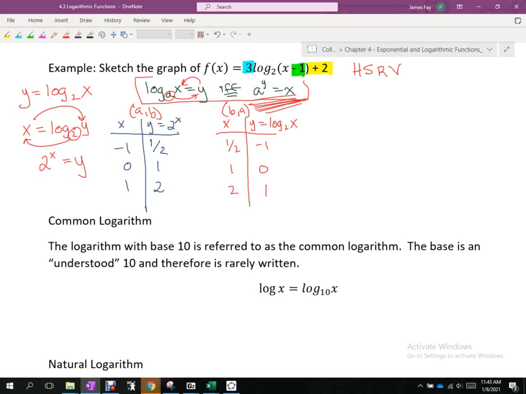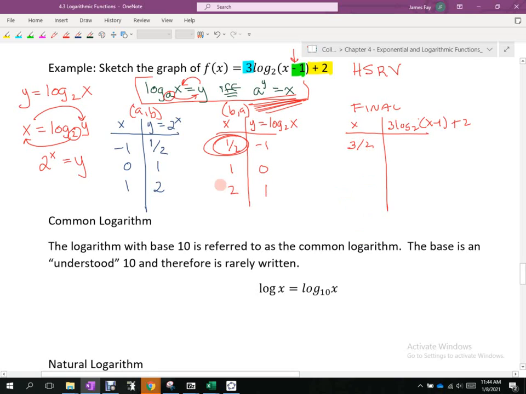So do we have a horizontal movement here? Right one, correct? So this is going to be my final set of ordered pairs here. So this will be x, and these will be 3 log base 2 of x minus 1, plus 2. Okay, so if I'm going to move it right 1 unit because of that minus 1, what does that ordered pair of 1/2 become? That's the x value. You're going to move it right 1 unit. It's going to become 1.5. Am I right? It's 3 halves. What is that one going to become?